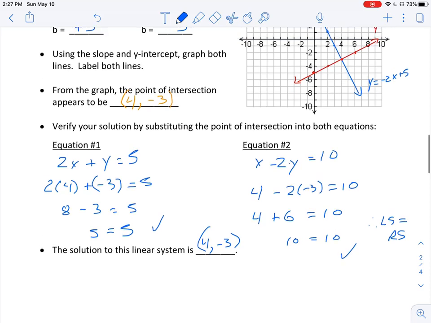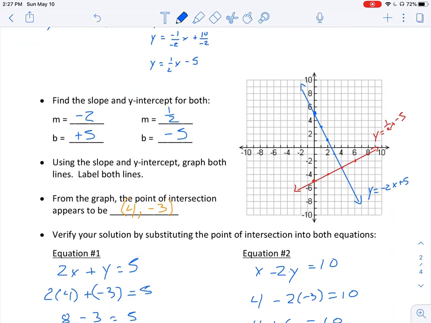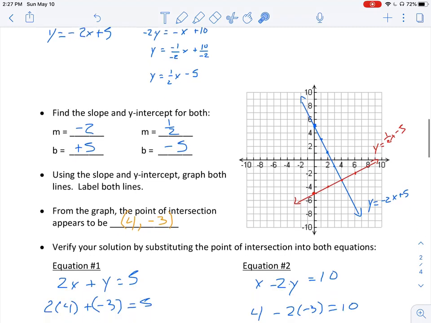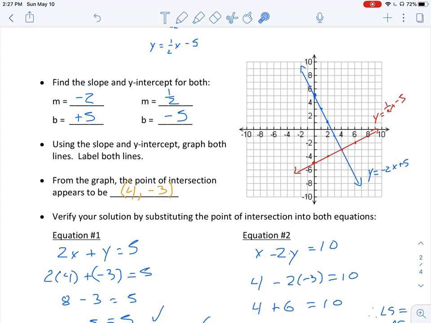So the big takeaways would be: you have two lines on the graph, or two lines that are given. Find the slope and y-intercept for both, and then place them on the graph. Then, referring to the graph to visually see our point of intersection, we go ahead and state our point of intersection. And then just to verify, to make sure it's 100%, we take the x and the y value from our point of intersection and plug them into both equation 1 and equation 2 of this linear system.